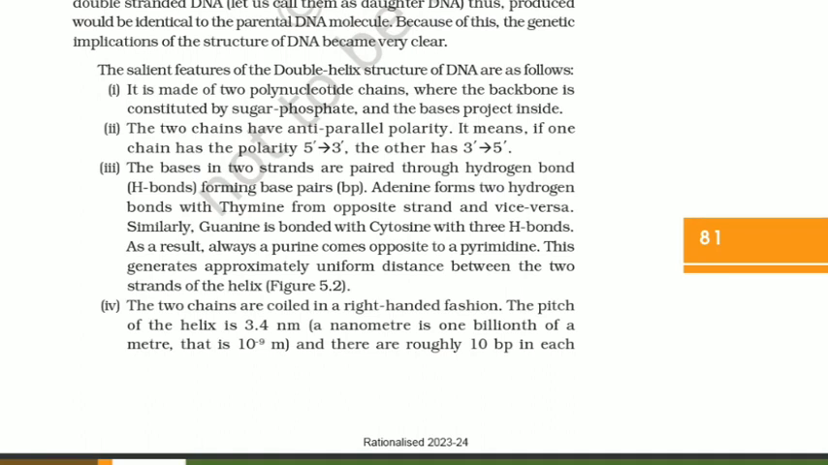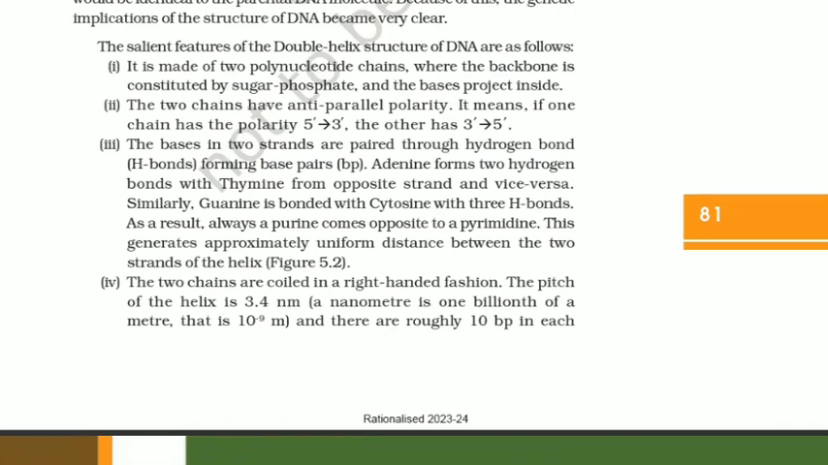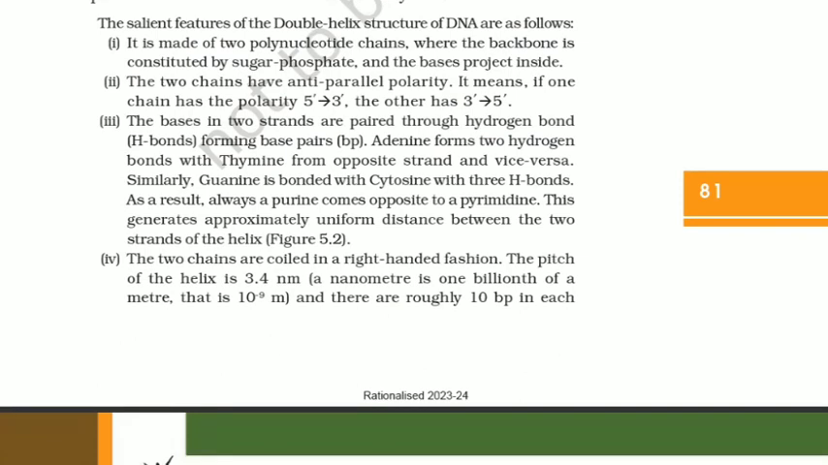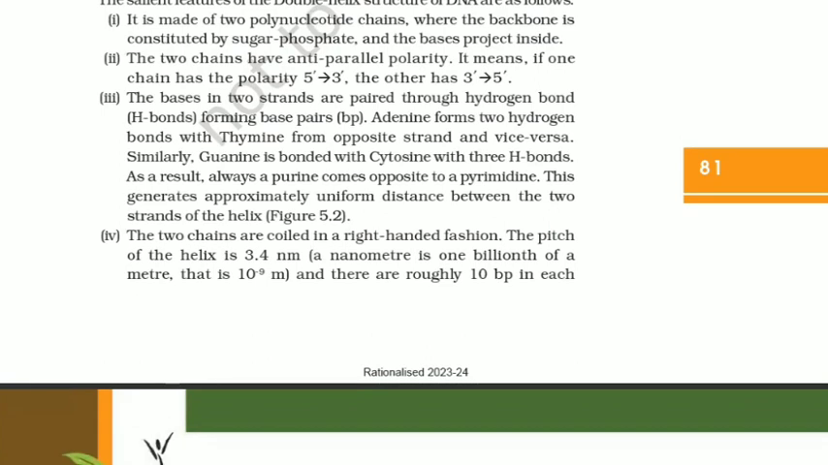It is made up of two polynucleotide chains where the backbone is constituted by sugar-phosphate and the bases project inside. The two chains have antiparallel polarity. It means if one chain has a polarity 5' to 3', the other has 3' to 5'. The bases in two strands are paired through hydrogen bonds, forming base pairs. Adenine forms two hydrogen bonds with thymine from the opposite strand and vice versa. Similarly, guanine is bonded with cytosine with three hydrogen bonds.